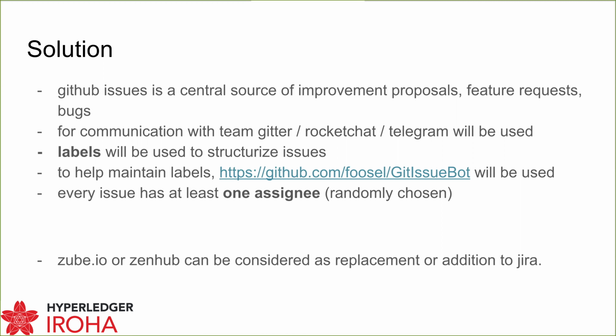To maintain labels, we will use a Git issue bot. This bot will help us to maintain assignees for issues and different labels. So I propose this bot will select one assignee among the pool of maintainers for every single issue. So this assignee will be responsible from the start of this issue to the end.